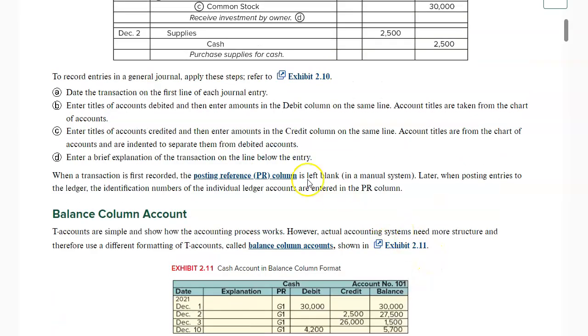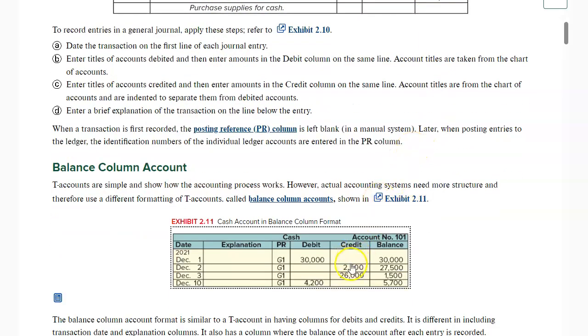The second entry was a credit to cash. So you can see here the credit to cash being posted on the 2nd. And the balance now is $27,500. You had a $30,000 debit entry and a $2,500 credit entry, reducing cash to $27,500. In the next entry, which we don't have illustrated up here, we purchased $26,000 worth of equipment, I think, and so we credited cash for $26,000 and the balance is now down to $1,500.